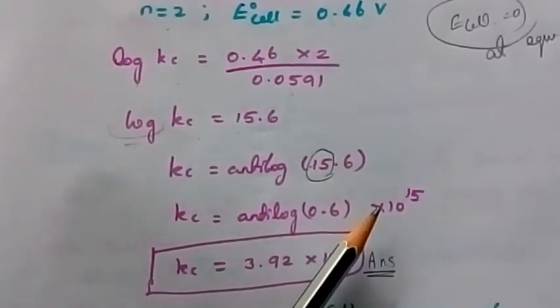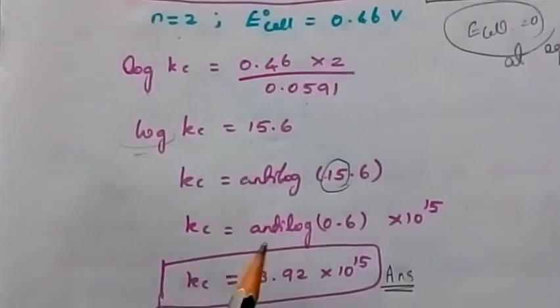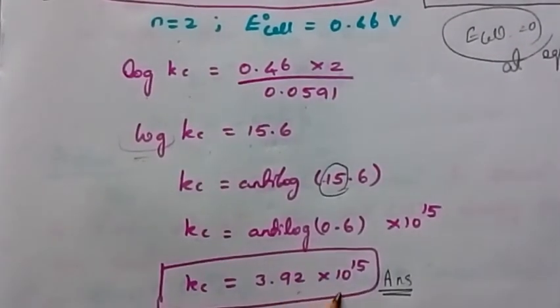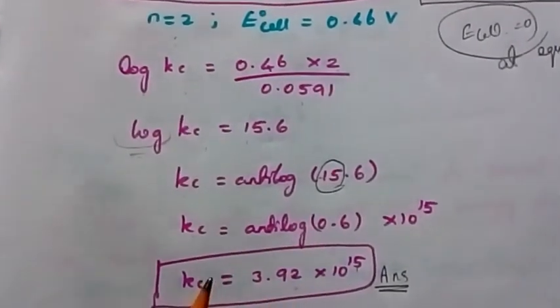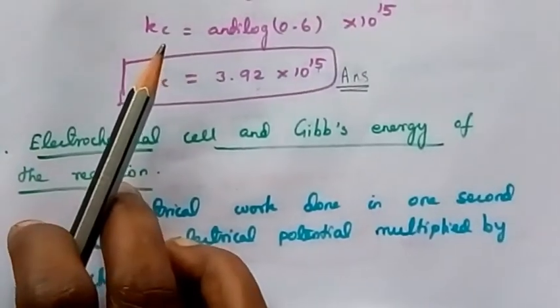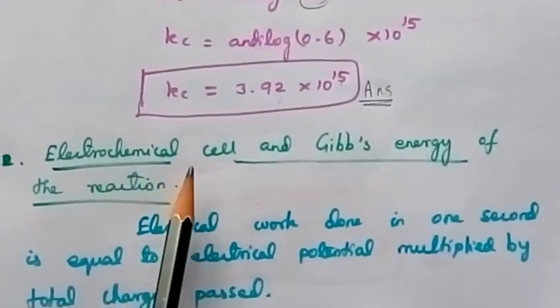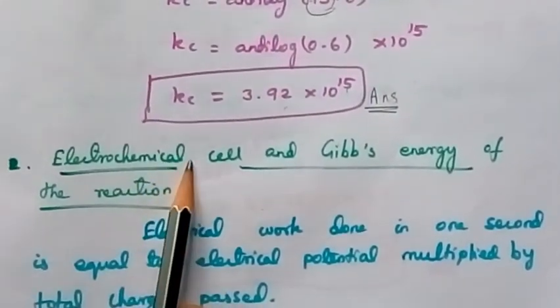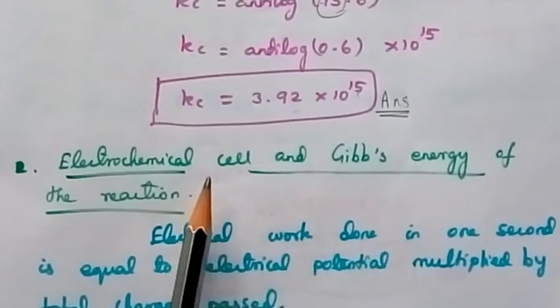So into 10 power 15. And the Kc value is the anti-log of this, into 10 power 15. So this is the answer. Now we are going to see one relation between the EMF of the cell and free energy. That is, the electrochemical cell and the Gibbs free energy of the reaction.